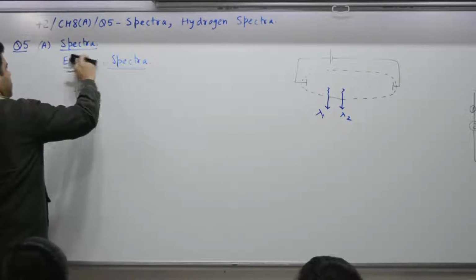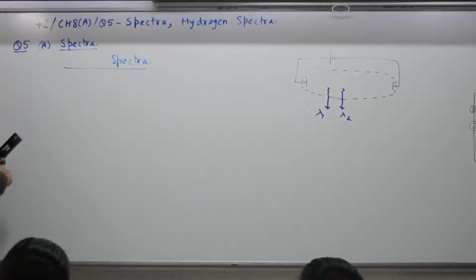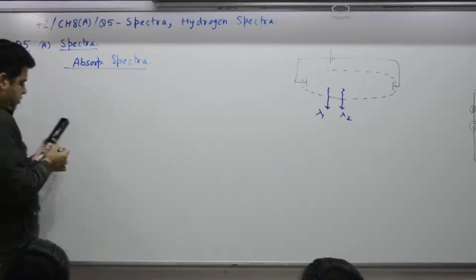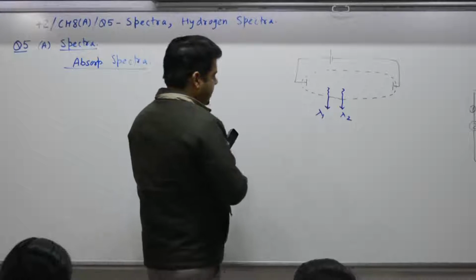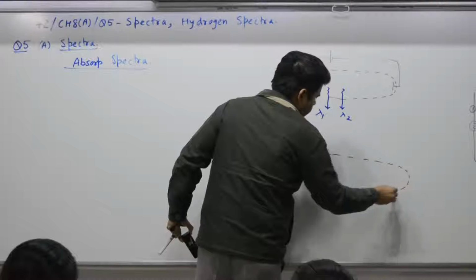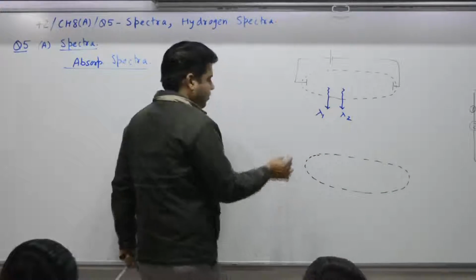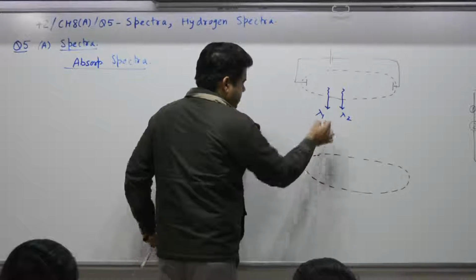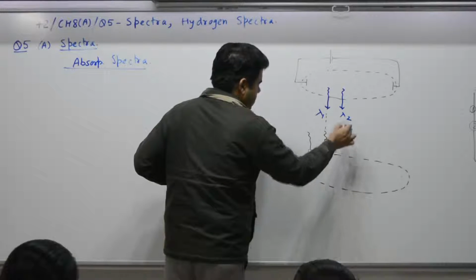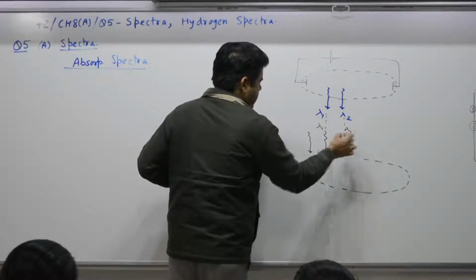Absorption spectra. Now, if you take the same material and pass what type of wavelength? Yes, all wavelengths. This is lambda 1, this is lambda 2, other wavelengths also.